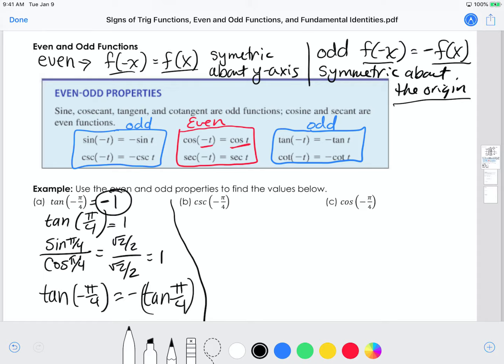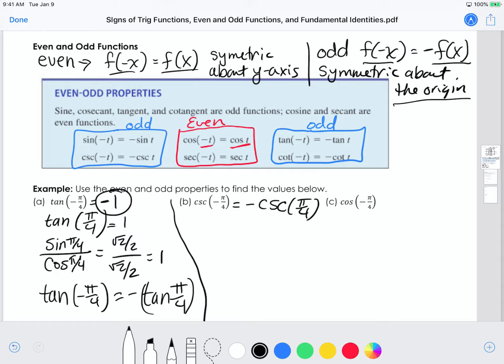If I look at cosecant of negative pi over 4, cosecant is also an odd function. So that means this is going to be equal to negative cosecant of pi over 4. Whatever my value is for cosecant of pi over 4, I just take the opposite sign of that.